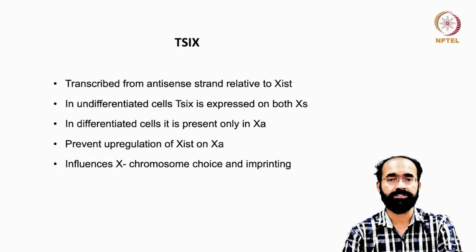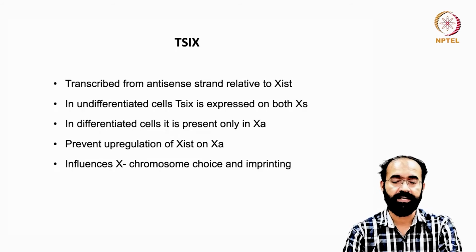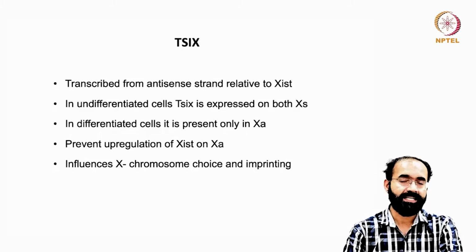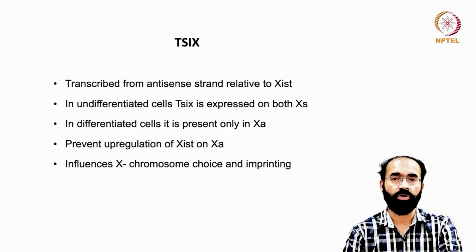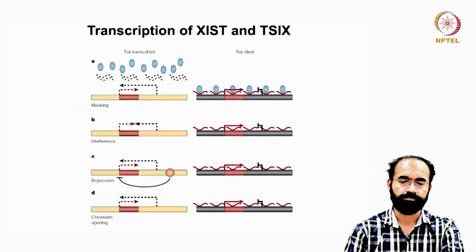Even if Tsix is expressed, that doesn't mean that Xist cannot express. The moment Xist expresses, that also will be vulnerable for compaction. So Tsix makes sure that it does not allow any Xist to coat onto the DNA. So it will prevent the upregulation of Xist on the active X chromosome, Xa. So Xist should not be expressed in a Tsix expressing chromosome, and it influences X chromosome choice and imprinting. So Tsix also can decide whether or not a given X chromosome should be active or inactive. So it can decide the choice of chromosome for the imprinting purpose.